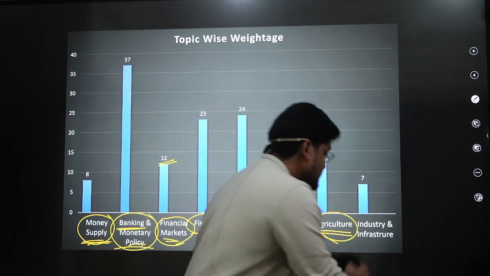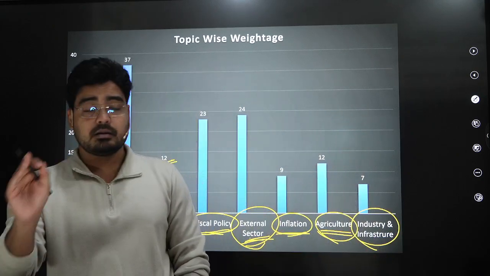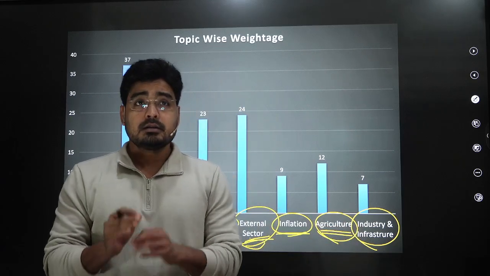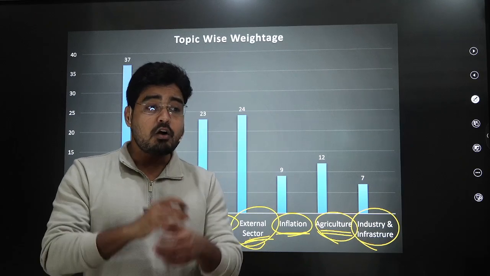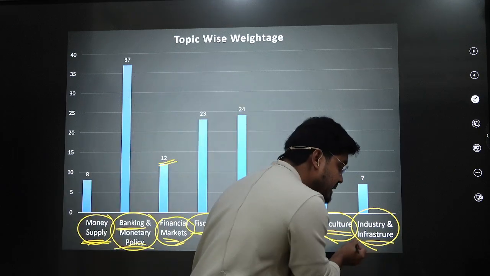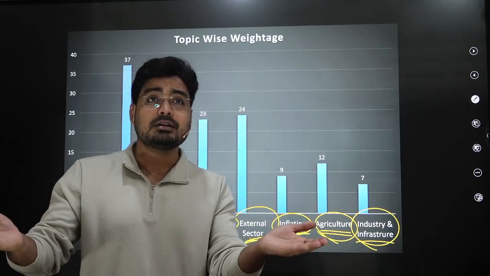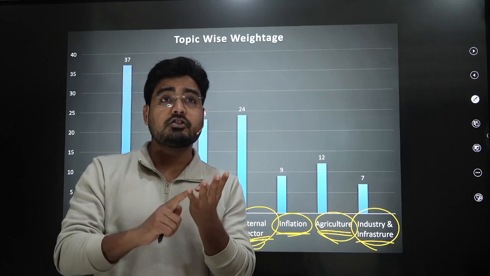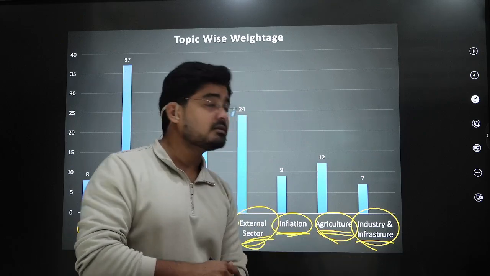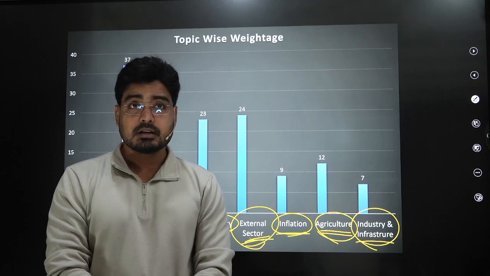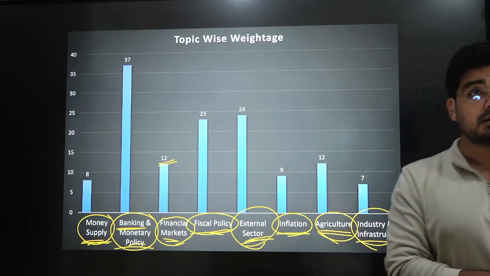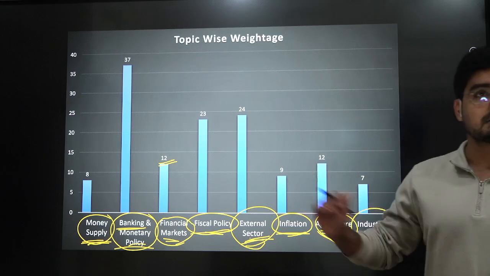And the same thing goes with industry and infrastructure, though it is again a mains oriented topic. Questions have been asked from this chapter in prelims as well. You need to be aware of all the industrial policies and schemes introduced by the government to improve the sector, and also the initiatives taken by the government to improve the infrastructure base in the economy, like roads, railways, ports, civil aviation, energy infrastructure, special economic zones, industrial corridors. All these are studied in the infrastructure chapter. So these are the most important topics in the subject of economy from the prelims point of view.